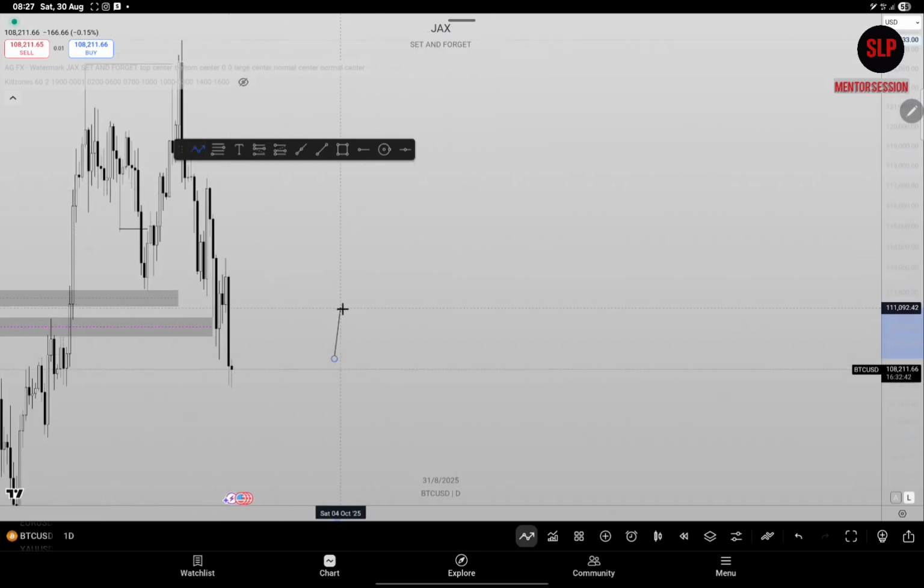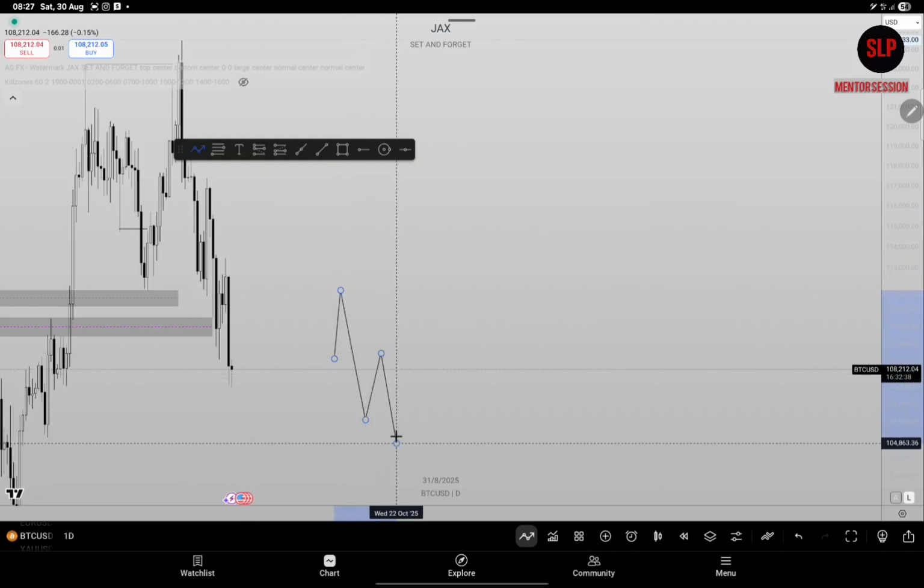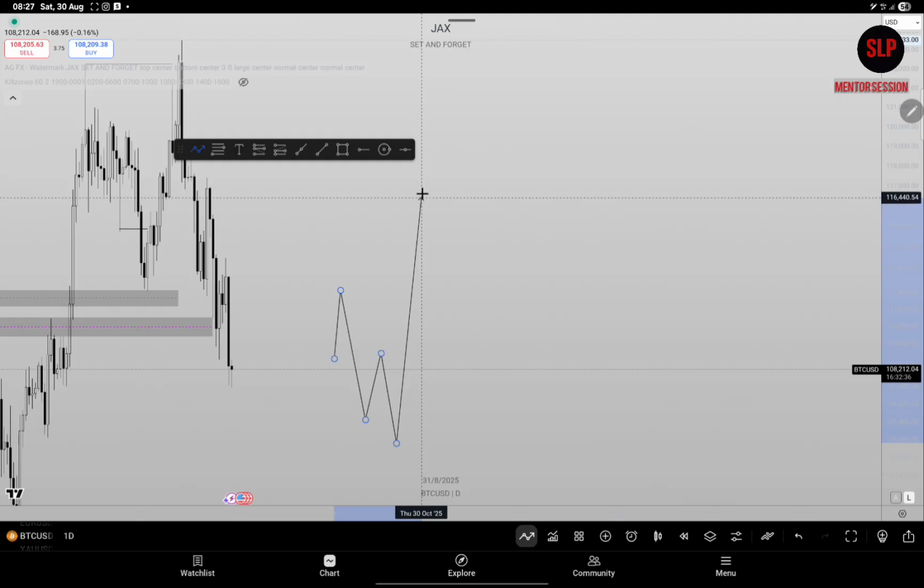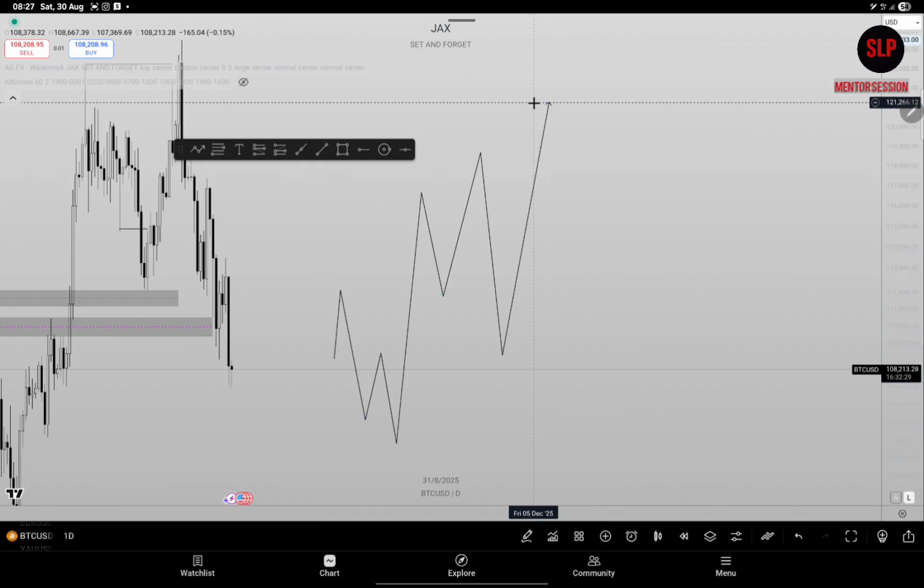We have something like this. This is a textbook view. We have two breaker blocks that failed, and price uses the first one to create liquidity for the second one to be valid.